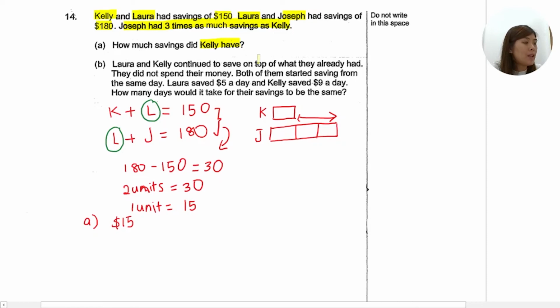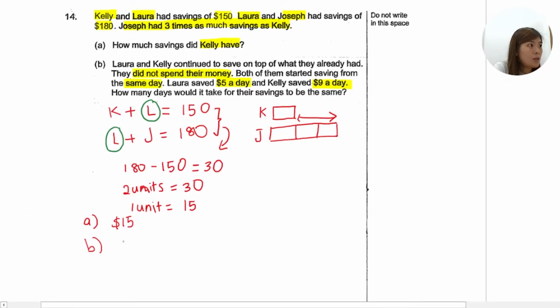Okay, so part B. Laura and Kelly continued to save on top of what they already had. They did not spend their money. Okay, and they started saving from the same day. So Laura saves $5 a day, Kelly saved $9 a day. So how many days would it take for their savings to be the same?